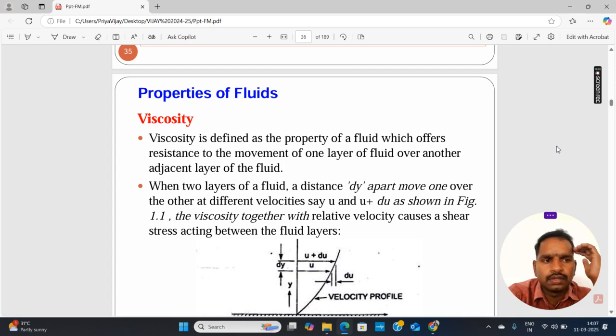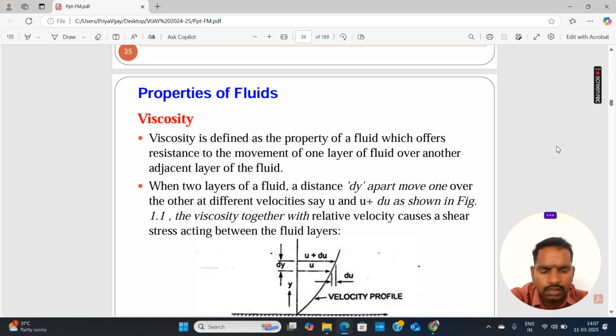The next property is the viscosity of the fluid. We all know that viscosity is nothing but a measure of resistance. Generally, if you take water and oil and pour them down, which fluid will move faster? We all know that water will move faster compared to the oil. So the oil has higher viscosity, so it resists the movement of one layer of fluid over another adjacent layer of the fluid.